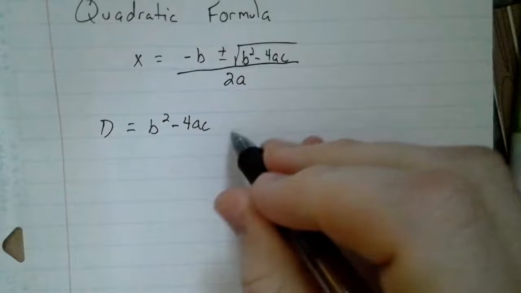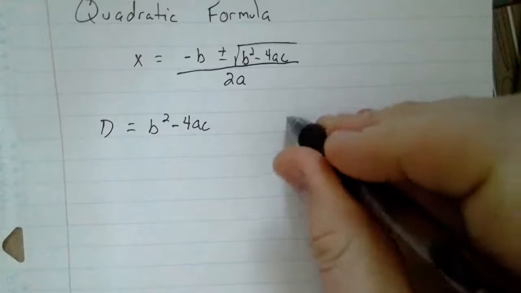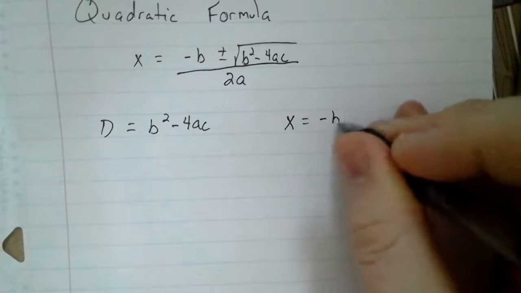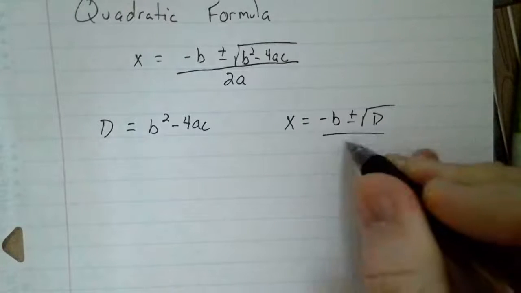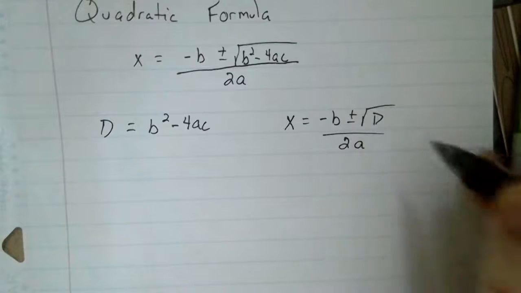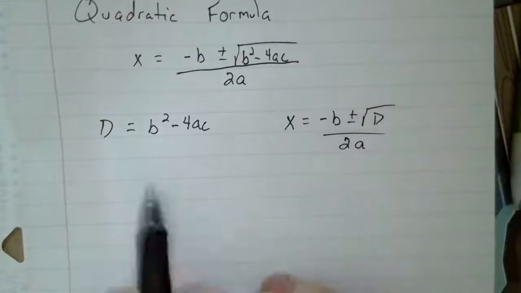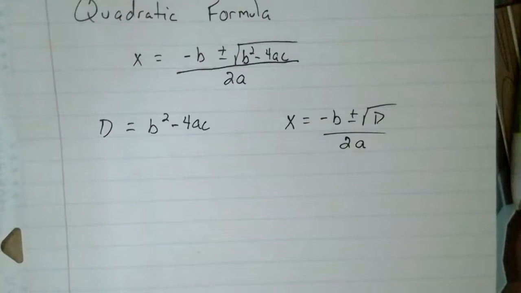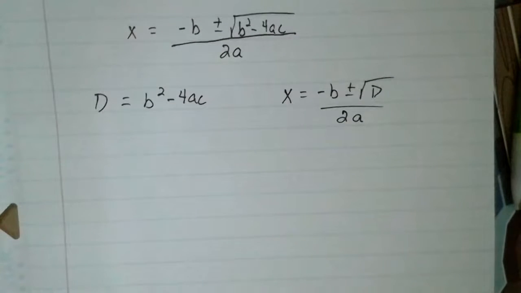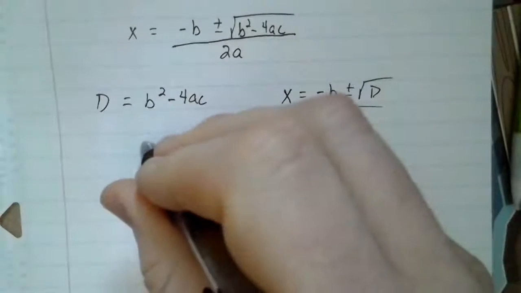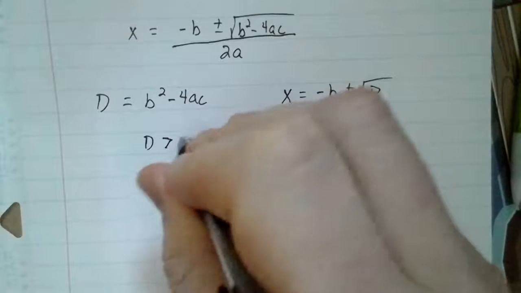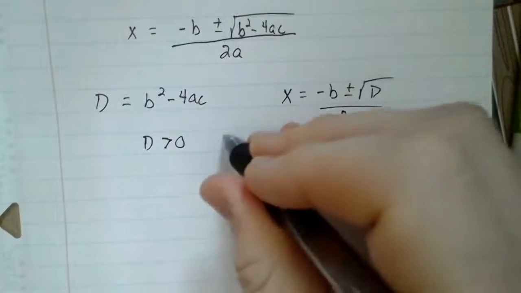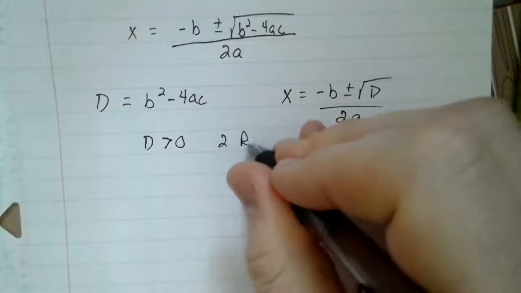Once I figure this out, then my quadratic formula simplifies to just x equals negative b plus or minus the square root of the discriminant all over 2a, okay? I'm less likely to make a mistake doing this after I found the discriminant. The other reason I like to find the discriminant is because it's going to tell me what type of solutions to expect, right? So here, if d is greater than 0, I'm going to get 2 real solutions.